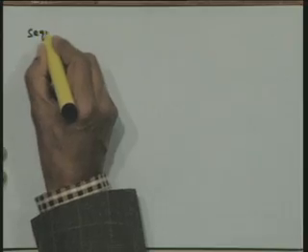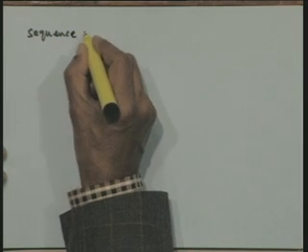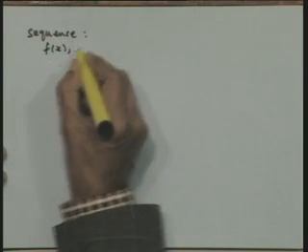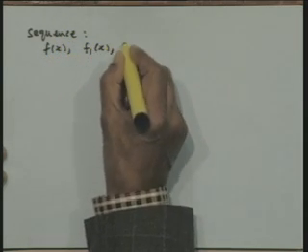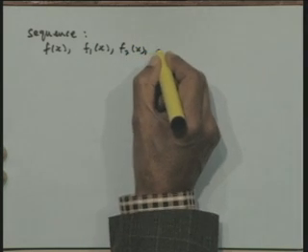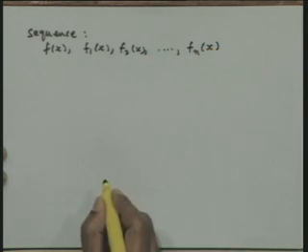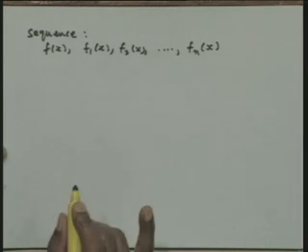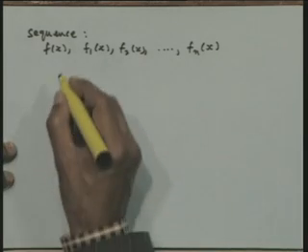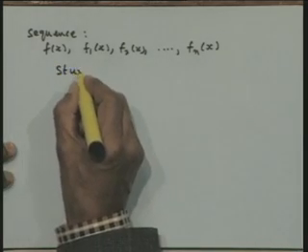Now, this gives us a sequence of functions. So, let us write down the sequence of functions f(x), f1(x), f2(x), and so on. This sequence is called a Sturm sequence. We call this the Sturm sequence.